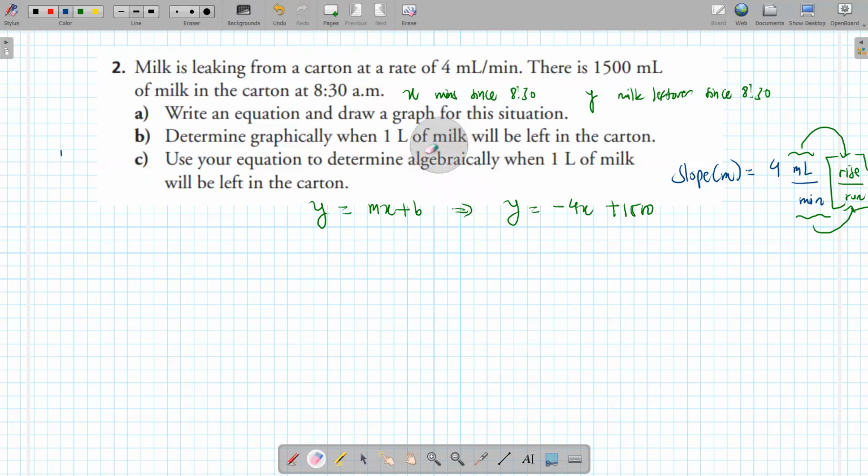So 1 liter, is that our y value or our x value? It's our y. So y is 1000. This is negative 4x plus 1500. And this will be negative 500 divided by negative 4 is x. So x is 125.